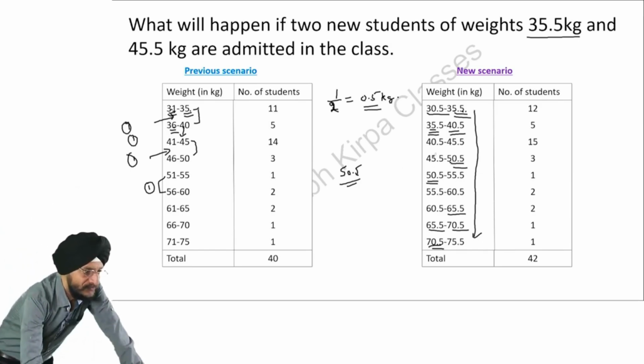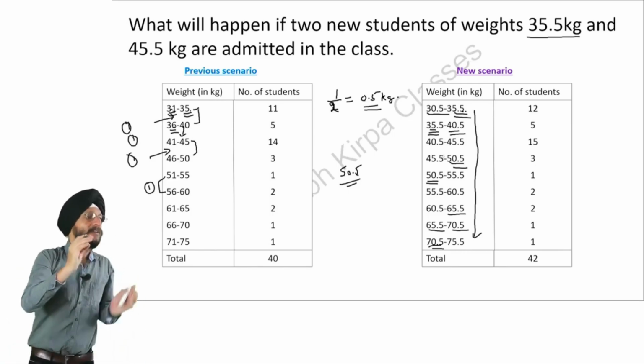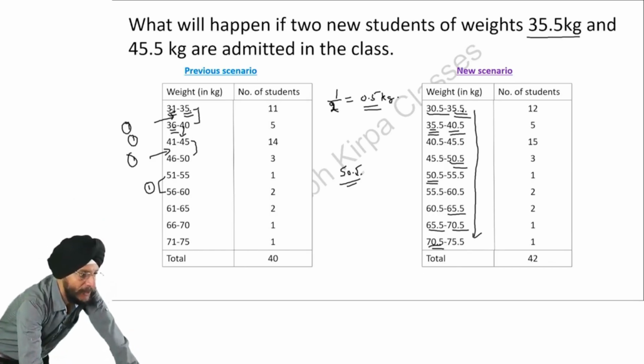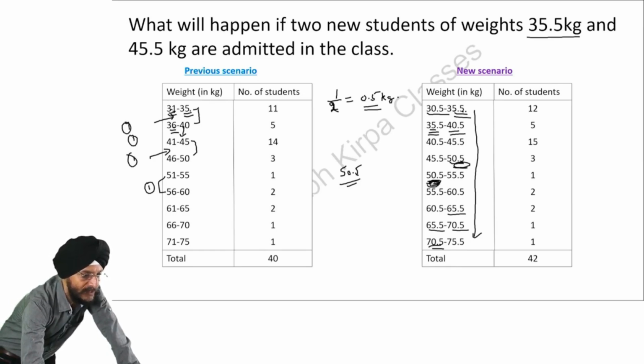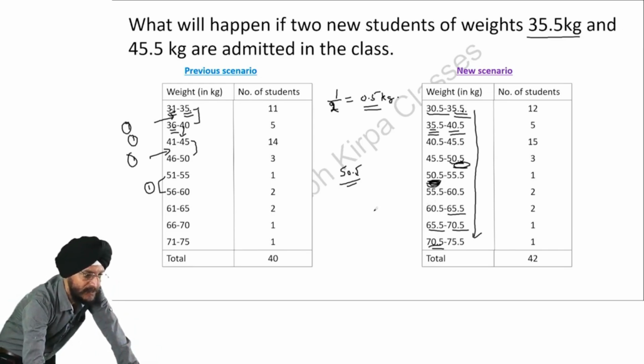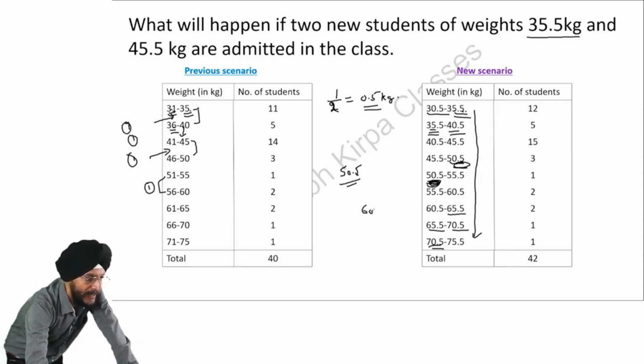So what to do? By convention, the 55.5 will be taken in the next group, and not in the upper class limit, but where it is written as lower class limit. So if there is a person who has entered the class or taken new admission as say 60.5, it will not be entered in this group, it will be taken in this group by convention.